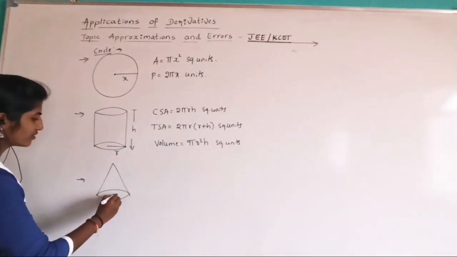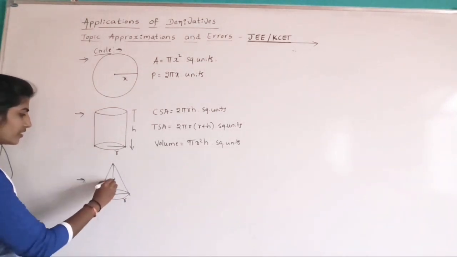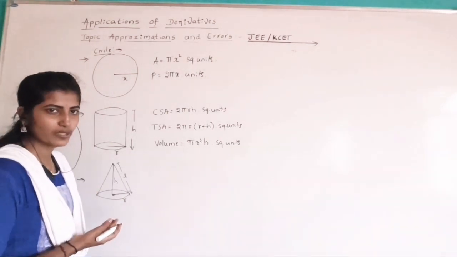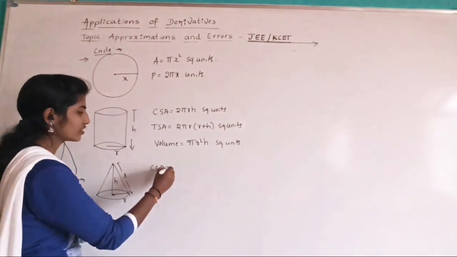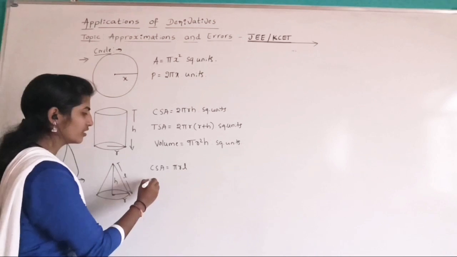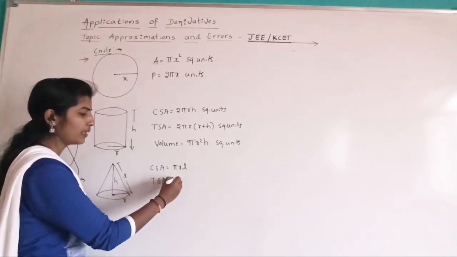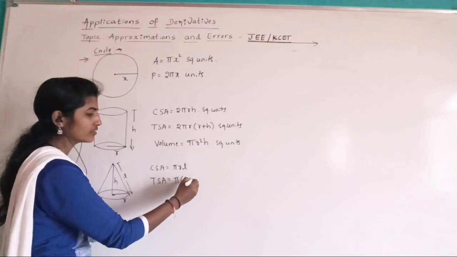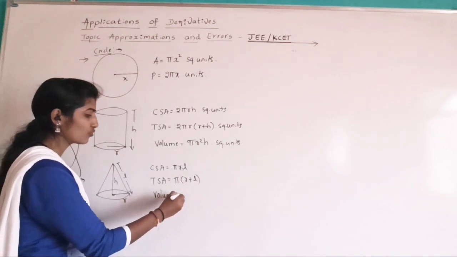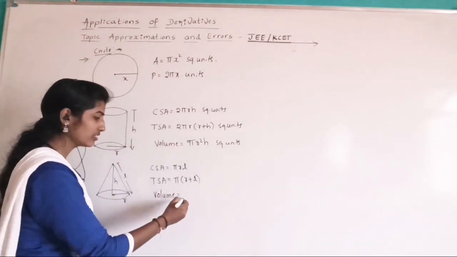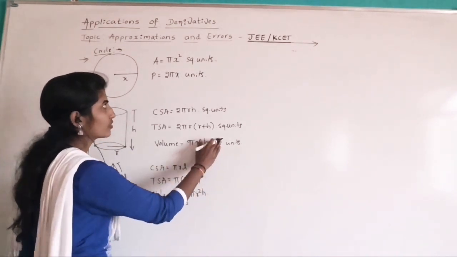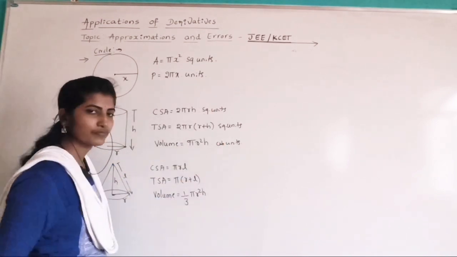A cone with base radius r, height h, and slant height l. You already studied those things in your mensuration part, right? So the CSA of a cone, that is the curved surface area, is given by pi r l square units, and the total surface area is given by pi r (r plus l) square units. Its volume is given by, same as with the cylinder, 1 by 3 times pi r square h cubic units, not square units, cubic units, right?